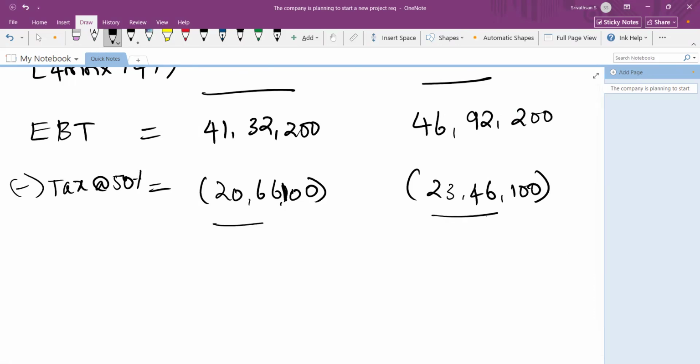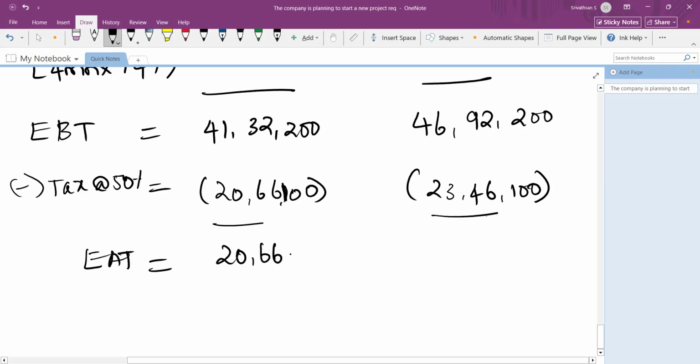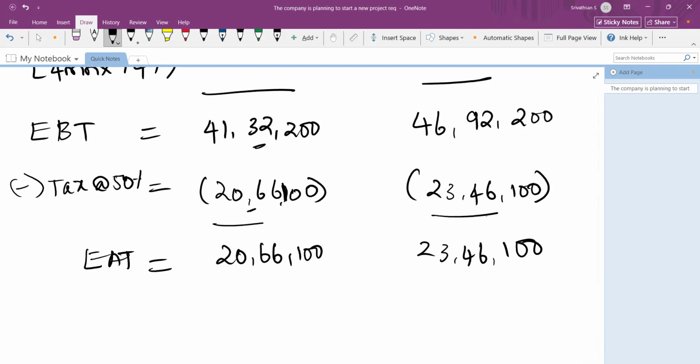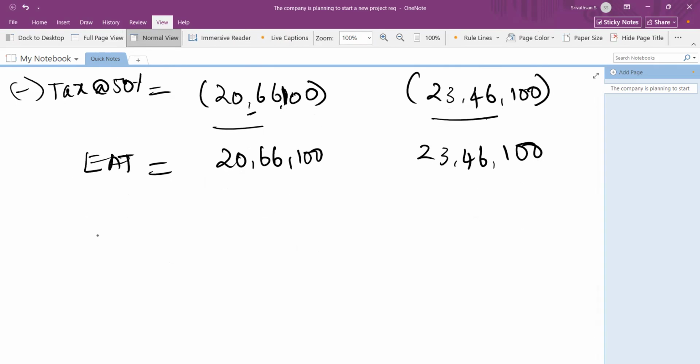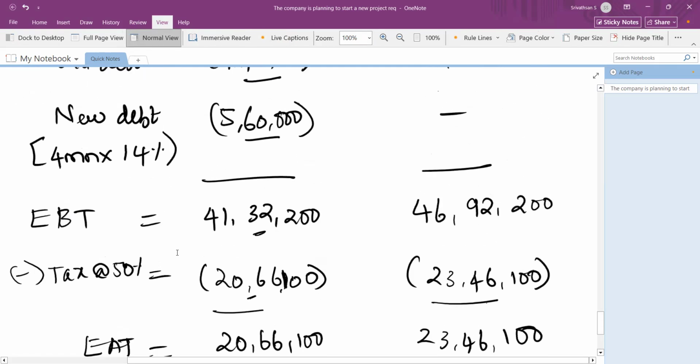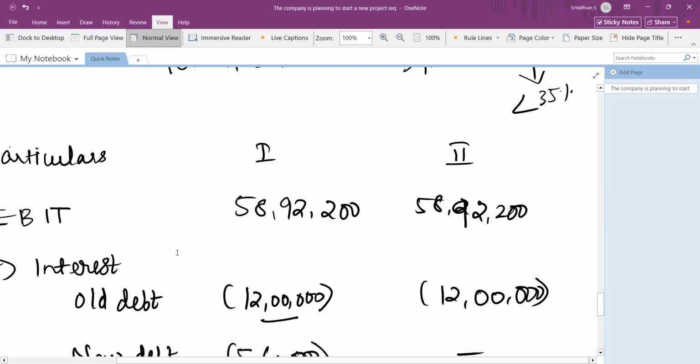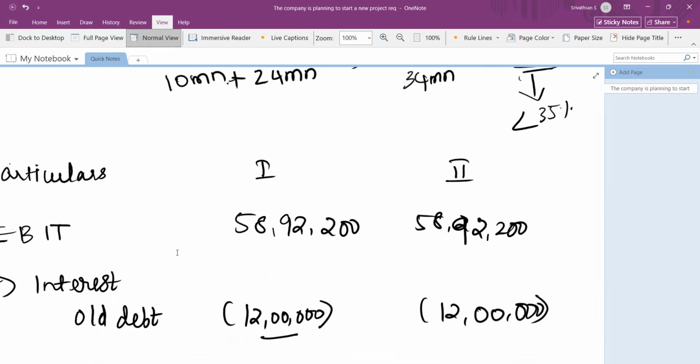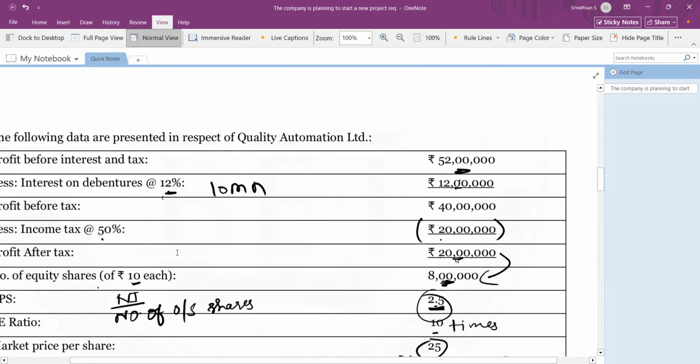So EBT minus tax, we get net income or EAT. So EAT of the company is 20 lakh 66,100 rupees under plan 1. Under plan 2, it will be the same as the tax amount itself, because out of the total EBT, 50% is paid out as tax, so the remaining 50% is for the equity shareholders. So here again 23 lakh 46,100 rupees. Now, this EAT should be divided by the number of shares to calculate the EPS. So what is the number of shares outstanding under financial plan 1? Under option 1, the company raised an additional 4 million rupees of capital in the form of debt, so there is going to be no change in the number of shares outstanding. The existing number of shares outstanding is 8 lakh.